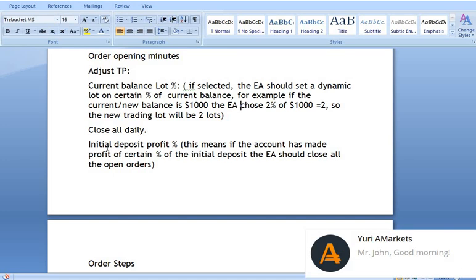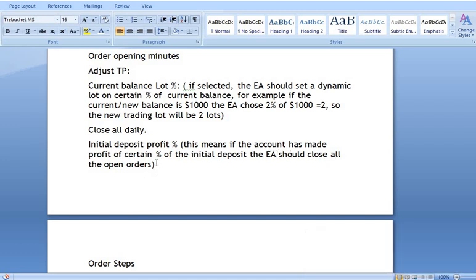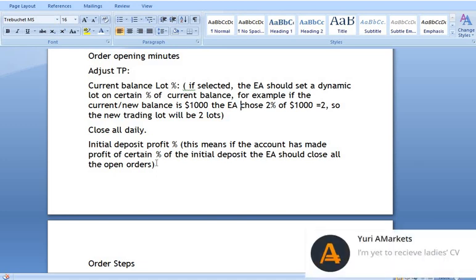Then initial deposit. Yes, initial. This means that once a profit of a certain percentage of the initial deposit has been made, the EA should close orders. So what I mean here is this: if the initial deposit is 1,000 and the total profit that has been made is maybe 10% or 1% of the 1,000, all the open positions should close. So that's what it is.